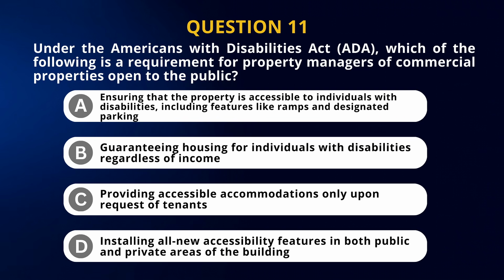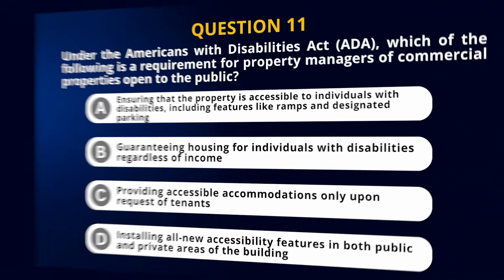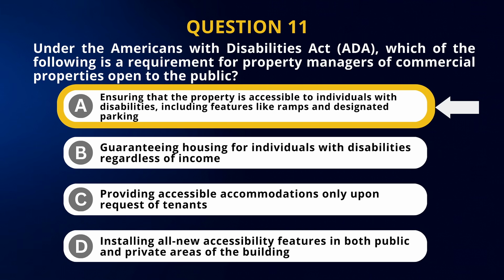And the answer is letter A, ensuring that the property is accessible to individuals with disabilities, including features like ramps and designated parking. So you want to know a little bit about the Americans with Disabilities Act and understand how modifications are done in commercial spaces. In addition to that, you also want to understand how disabilities affect residential dwellings as well.